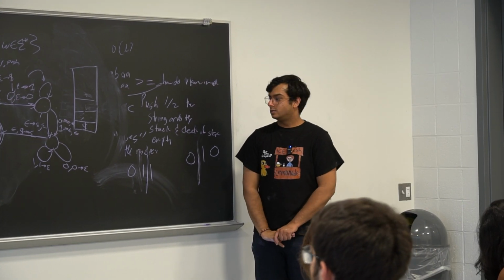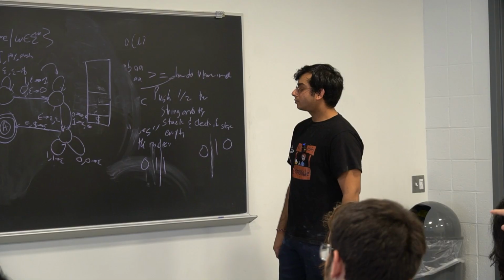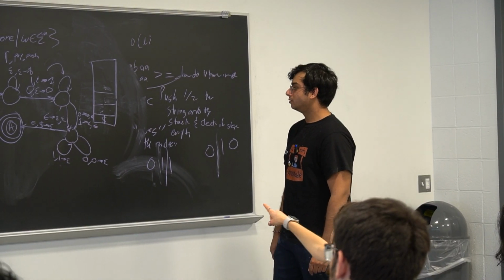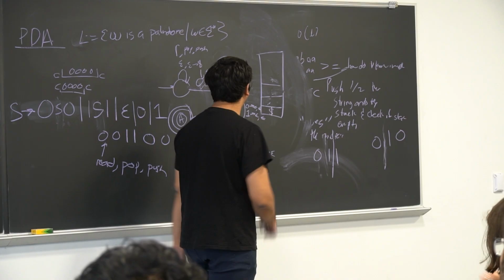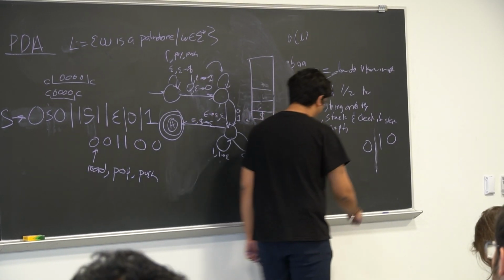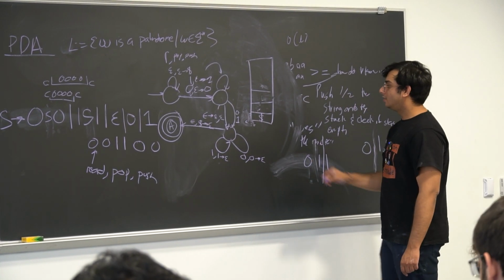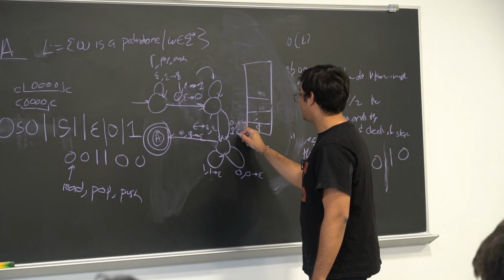Questions? Yeah. Why is there a 1 and then an arrow? Isn't it 1 comma and then an arrow? Where? Is that a mistake? The arrow that you drew going down from the second state. Yeah, that's a mistake. Yes. Read a 1, pop nothing, push nothing.